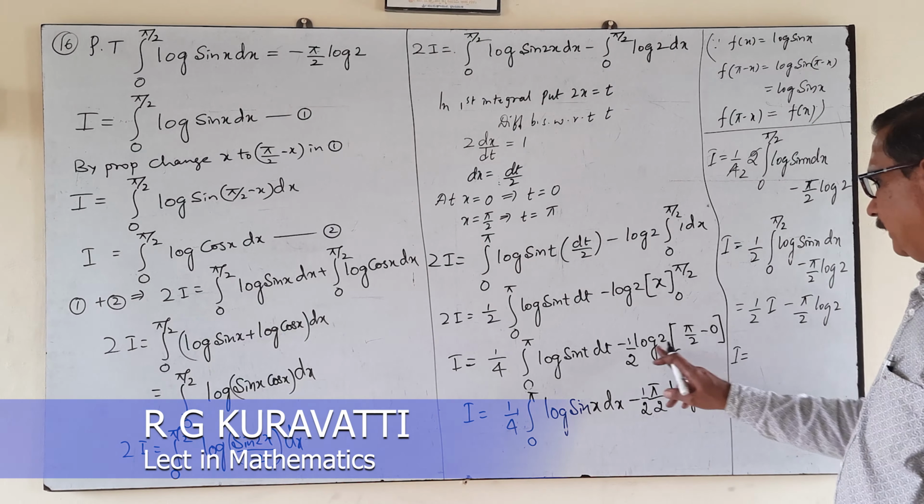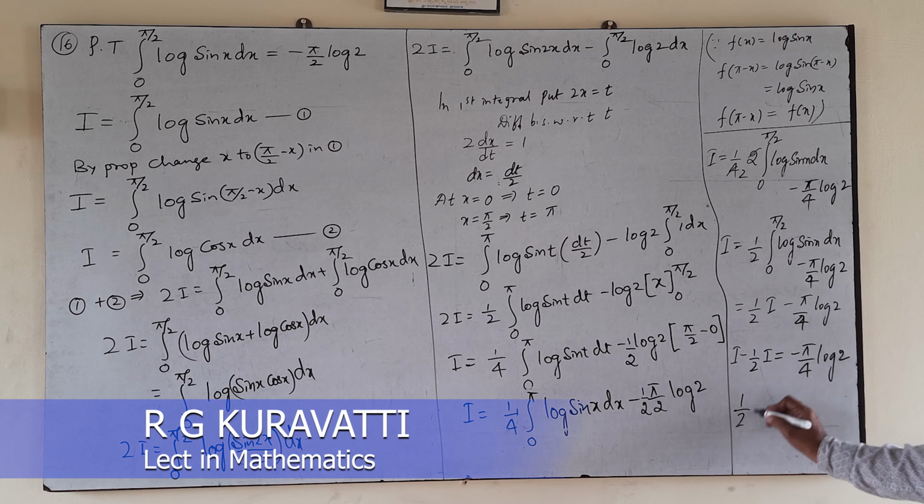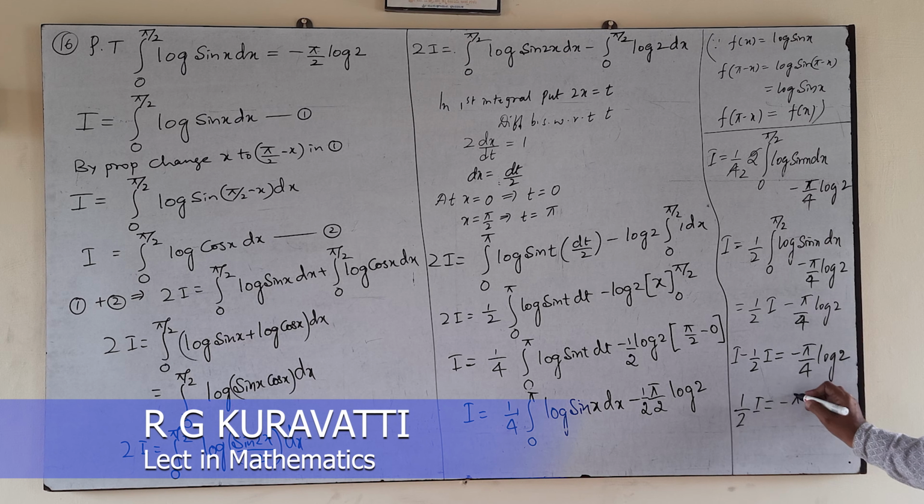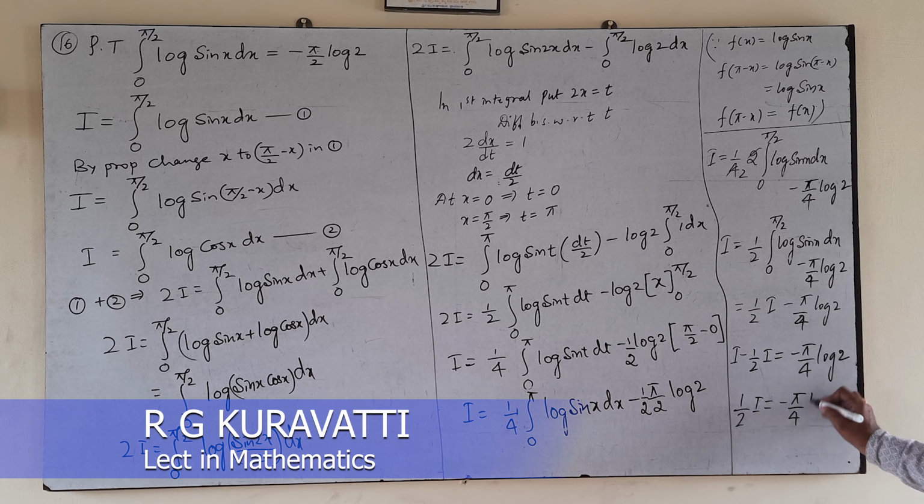Now take 1 by 2 I to the left side. I minus 1 by 2 I is equal to minus pi by 4 log 2. Now the LCM is 2: 1 2s are 2, 2I minus 1I, that is 1I by 2, correct? Equal to minus pi by 4 log 2. Now cross multiply. I is equal to, that 2 goes to the other side, 2 1s are 2, 2 2s are 4, so minus pi by 2 log 2. That is the answer. It is a bit lengthy.